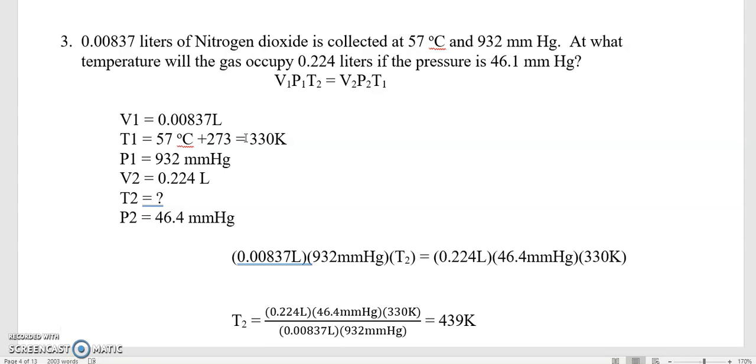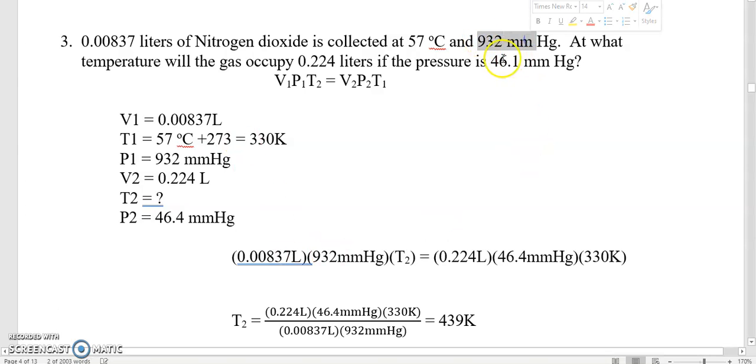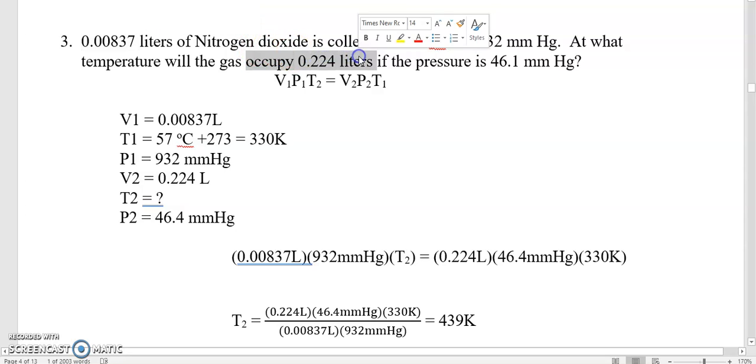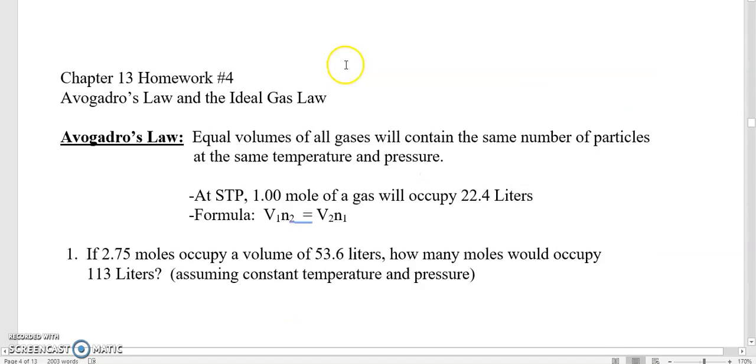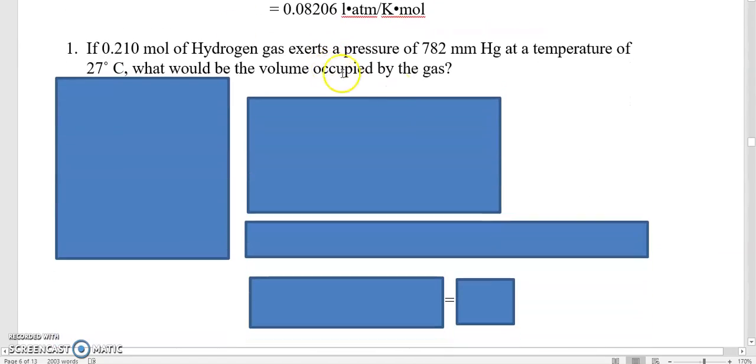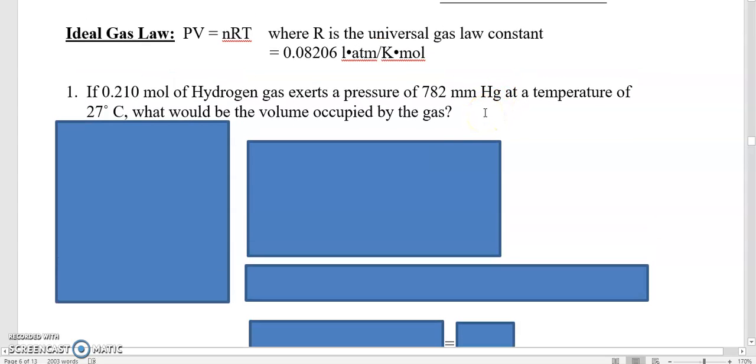If you find that the question has mole amounts or some gram amount, you're going to have to use the ideal gas law. And so if you see two of any unit, like 932, 46.1, you're not going to use the ideal gas law at this point, right? Liters and liters, if you have two volumes, you're not going to use the ideal gas law. However, if you find that you have some moles and also a volume and pressure or temperature, then you have to use the ideal gas law.